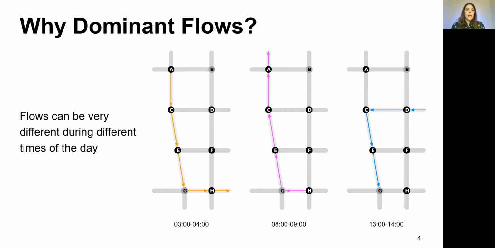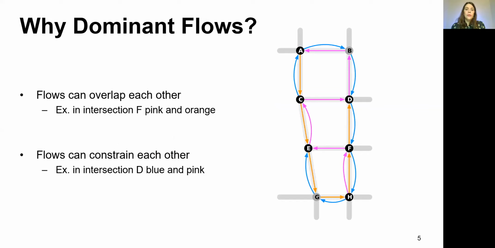Since dominant flows are created by humans, they are dynamic and changing through time. Different roads are part of a dominant flow in the morning when people are going to work, different during the afternoon when people are returning, and different during the night. Also, multiple dominant flows during the same time of the day can overlap each other, as for example, in intersection F, the pink and the orange flows, or even constrain each other, as for example, in intersection D, the blue and the pink flows. So it is important to know which are the dominant flows to help improve the traffic optimization techniques and the traffic authorities.